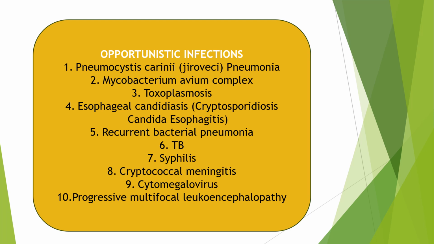We need to know about different opportunistic infections which come with HIV. They are Pneumocystis jirovecii pneumonia, Mycobacterium avium complex, toxoplasmosis, esophageal candidiasis, cryptosporidiosis, candida esophagitis, recurrent bacterial pneumonia, TB, syphilis, cryptococcal meningitis, cytomegalovirus, progressive multifocal leukoencephalopathy. These are the common opportunistic infections seen with HIV positive patients.